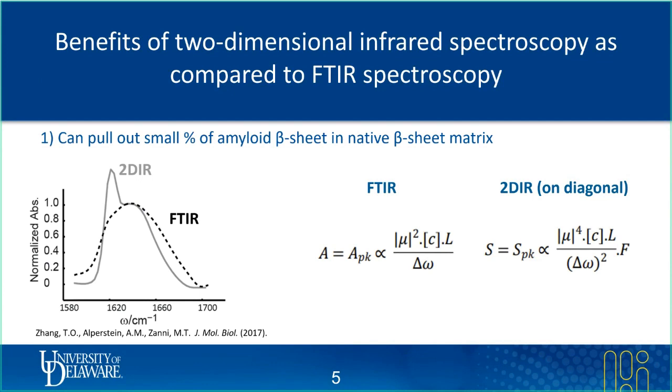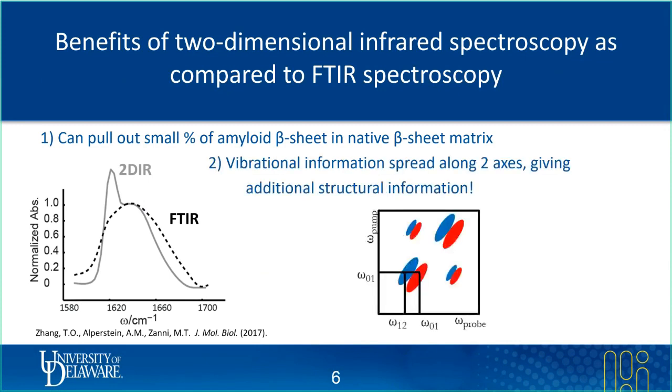And more delocalized structures like amyloid beta sheets have higher mu values, higher transition dipole values, and so we can pull out those structures. So on the left here is an example of the exact same sample measured both ways, and you can really see that huge signal enhancement. So that's a huge benefit. And another benefit, right, is this spread along 2 axes. So right as we go from regular NMR to 2D NMR and we get an increase in information, we also get an increase in information when we go from FTIR to 2D-IR due to seeing features off the diagonal that can tell us more about the structures present or about how those structures are interplayed and related to each other, right?